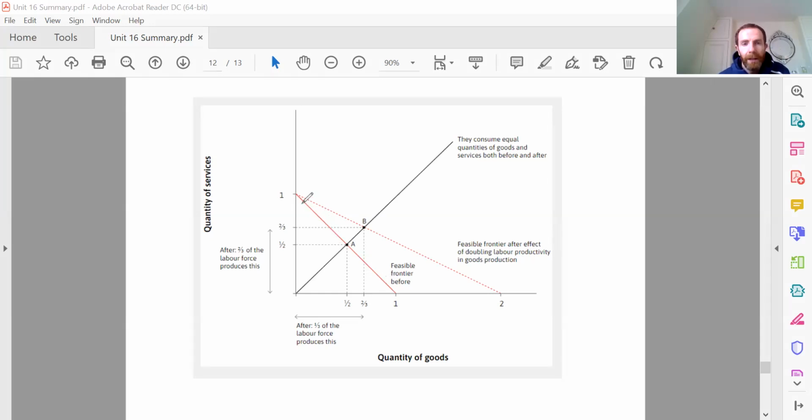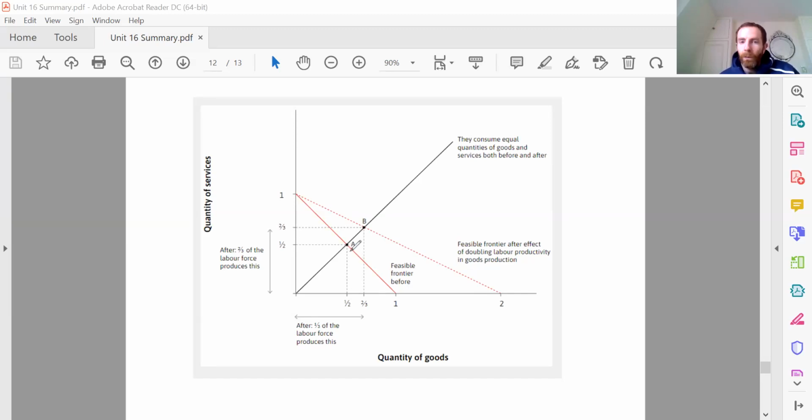To begin with, if we produce no goods, we could produce a quantity 1 of services. So 100% services, or no services, 100% goods. And what we imagine about consumers is that they want equal quantities of goods and services. And we're going to assume that's always going to be the case. So where's the production going to be on that basis? Well, it's going to be at point A, where the quantity of goods is a half, quantity of services is a half. So there's equal amounts of each being produced, and then everybody's happy.